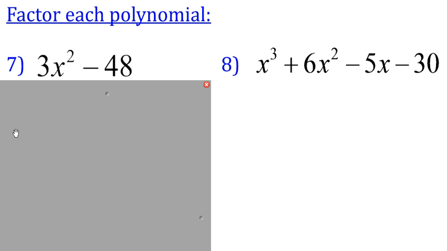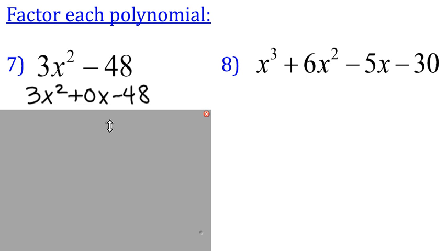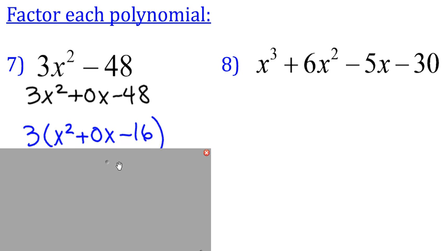Here we have our polynomial, and again you look to see, does it have any greatest common factors? I also can see that it's missing the linear term, so I could rewrite it with the placeholder of 0x to help me think about my factoring process. So again, each of these terms is divisible by 3, so I divide out my greatest common factor.